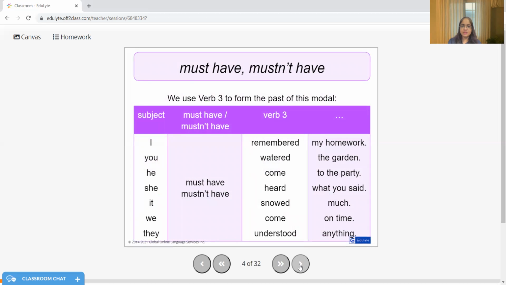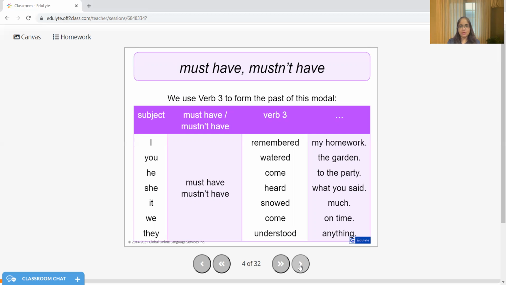Let's refer to this chart for better understanding. The subject can be singular or plural: I, we, it, she, he, you, they, and we are using must have or must not have, and the verb will be in the third form, like remembered, watered, heard, snowed, come, understood. So let's try to make sentences. I must have remembered my homework. You must not have watered the garden. He must have come to the party. She must not have heard what you said.